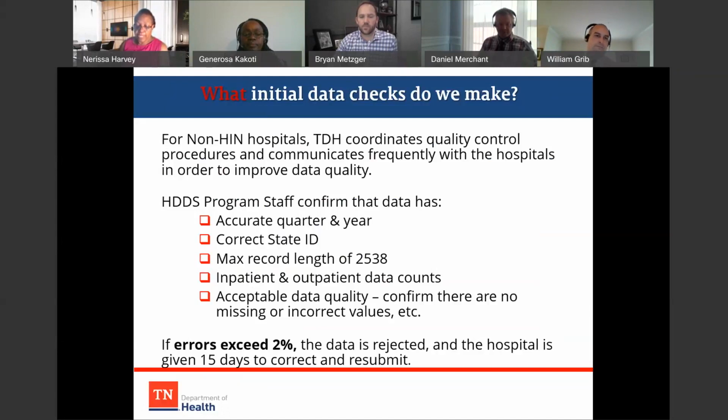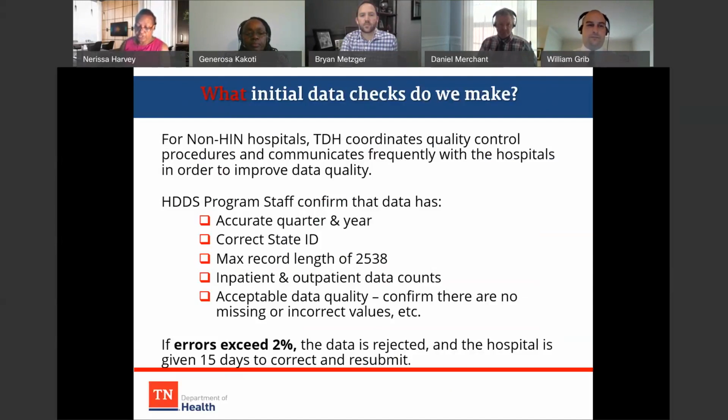The record length must be 2538 bytes long, and the 5-digit state assigned ID for that facility must be in that file. And this helps us to properly identify the facility. We reconcile the inpatient and outpatient counts of the submitted data with the PH 3924, which is called a transmittal information sheet. And we ask this to accompany each data submission.